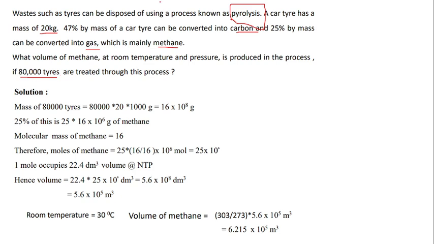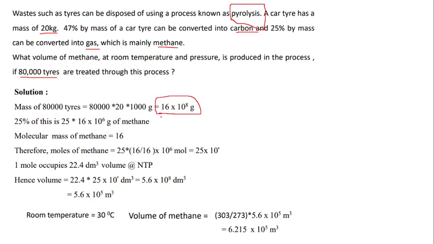First, find the mass of the 80,000 tires. We know single tire mass is 20 kg. We are using 80,000 tires. So 80,000 into 20, converted to grams. So 20 into 1000, 20 kg is 20,000 grams. So totally 16 into 10 power 8 grams. So this is the mass of the total tires.